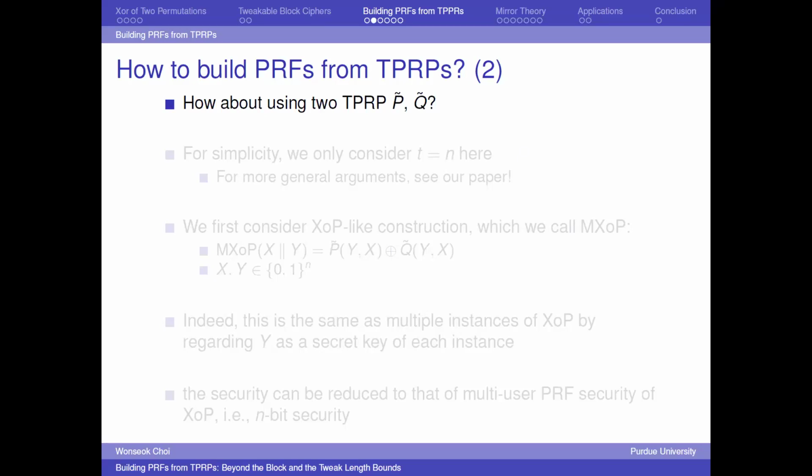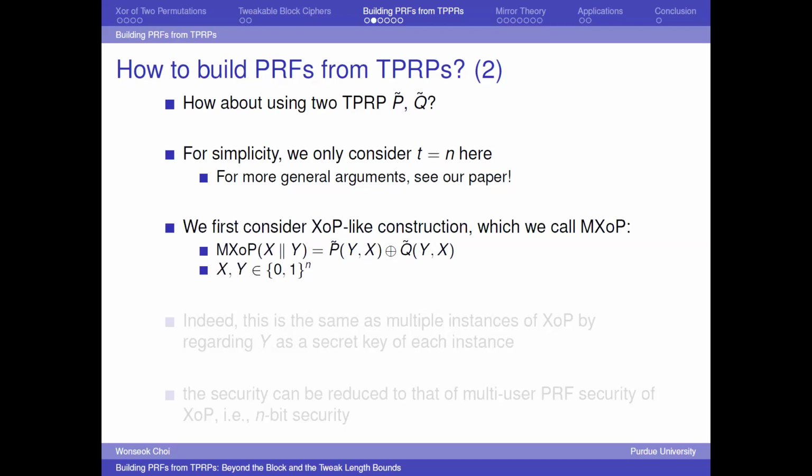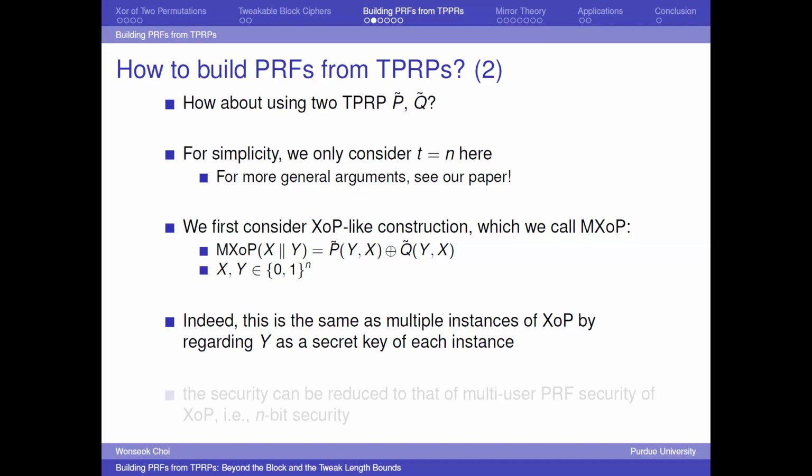Let's think together. In this slide, we only consider the t equals n case. And actually in the paper, we consider more general cases, but here, let's keep it simple. So we first consider an XOP-like construction, which we call MXOP, defined in this way. MXOP takes 2 n-bit inputs and uses 2 TPRPs, and we divide the input into n-bit x and n-bit y, where y becomes the tweak and x becomes the input message. So actually, this is the same as multiple instances of XOP by regarding this tweak part as a security input for each instance. So this is just the multi-user security of XOP.